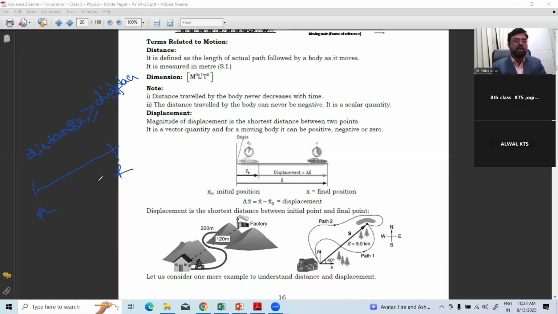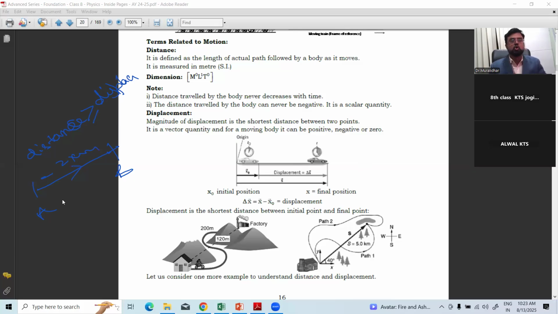Suppose a body moved from A to B. The distance is say 2 kilometers. So what is the distance? 2 kilometers only. What is the displacement? 2 kilometers only. Both are the same. Only in one case, in case of a straight line, which we are discussing now. In all remaining cases, distance is always greater than displacement.